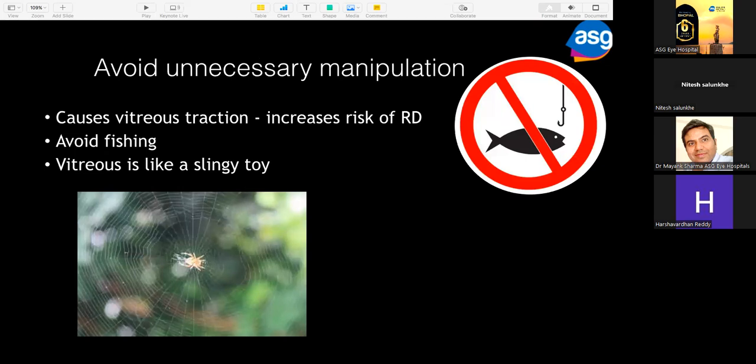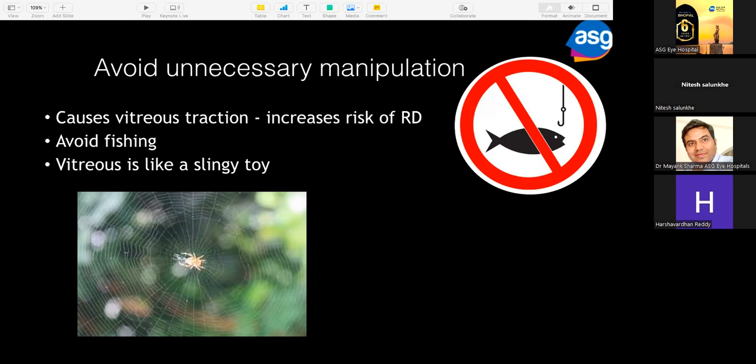So like we spoke about this, the immediate reflex usually is to somehow just pull the nucleus out, you know, prevent it from falling into the vitreous cavity. But actually that is very detrimental to your patient because this can cause vitreous traction and this increases the risk for retinal detachment, and you wouldn't want that.